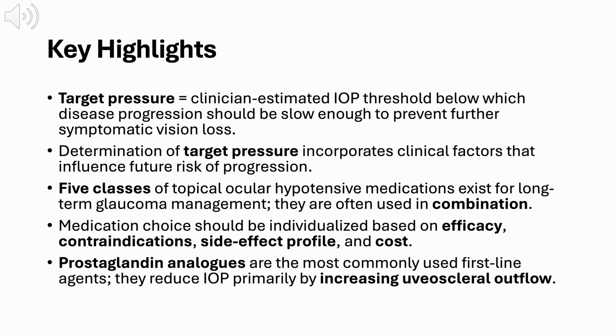There are 5 main classes of topical medications used to lower intraocular pressure, and these are often combined for greater efficacy. Selecting the right medication requires balancing potency with contraindications, side effect profile, and cost, all while keeping the patient's adherence in mind. Among these, prostaglandin analogues are the mainstay of first-line therapy. They lower pressure primarily by increasing uveoscleral outflow and are favored for their once-daily dosing and strong IOP lowering effect.